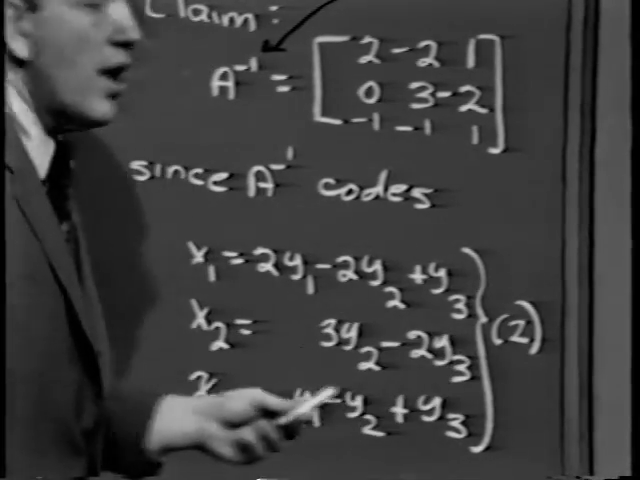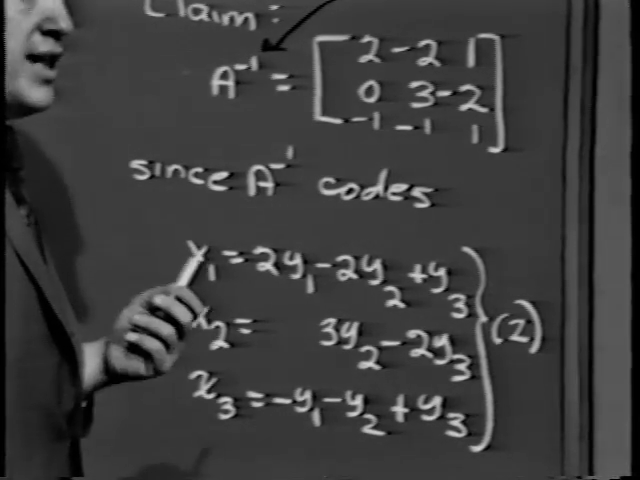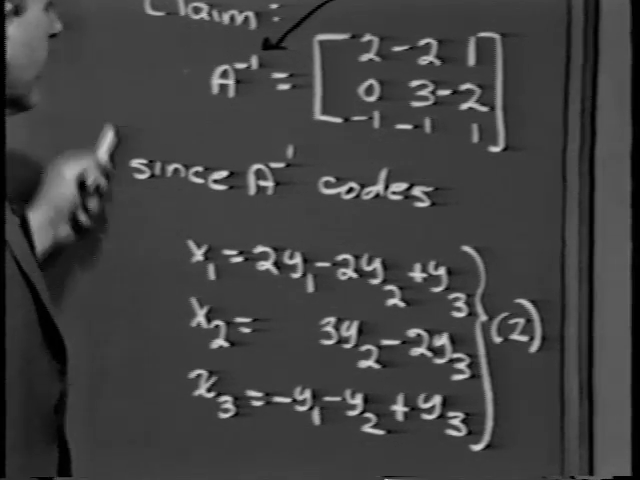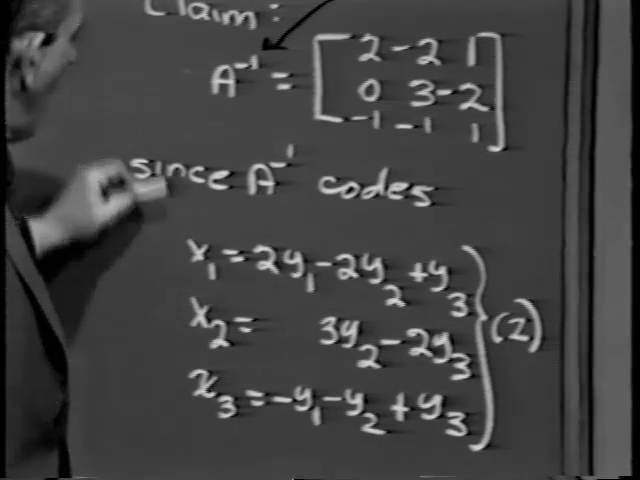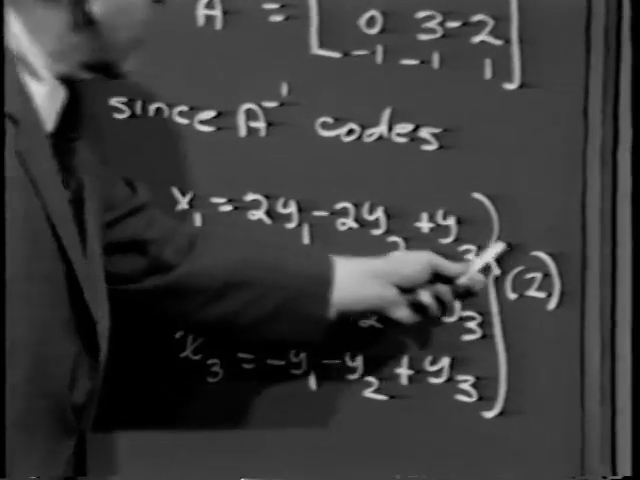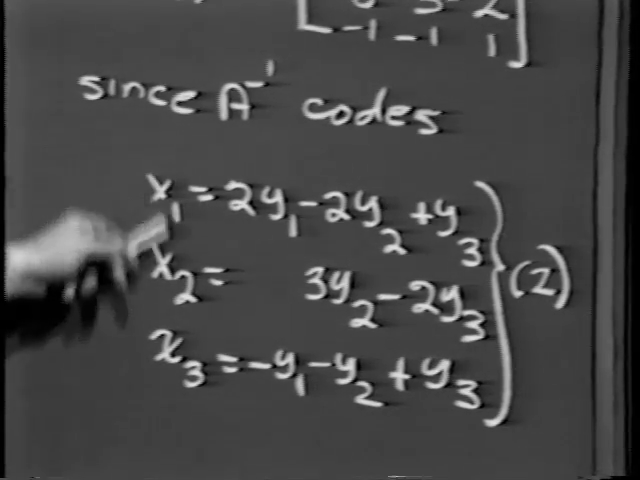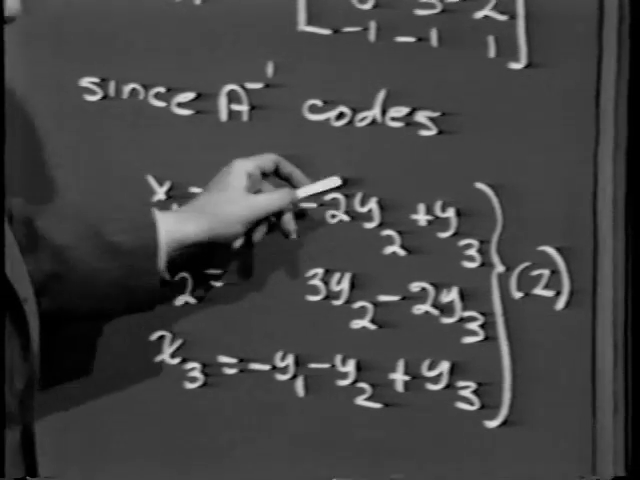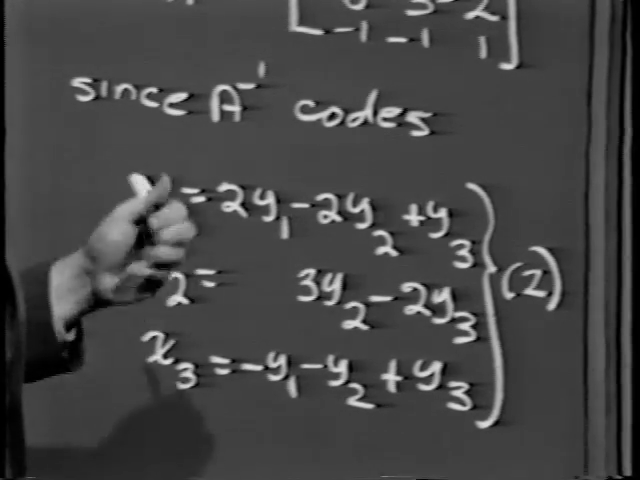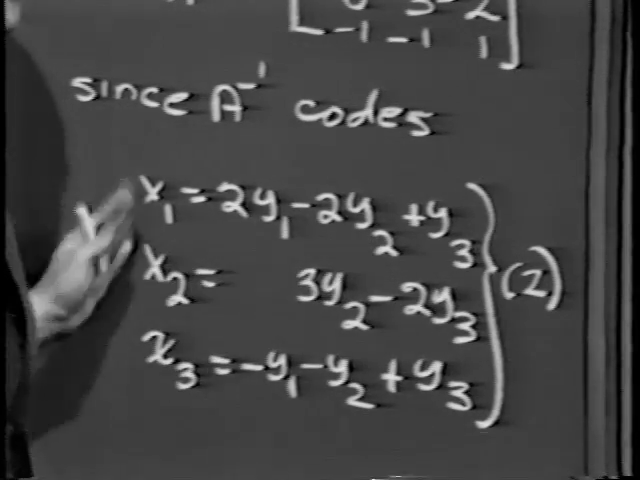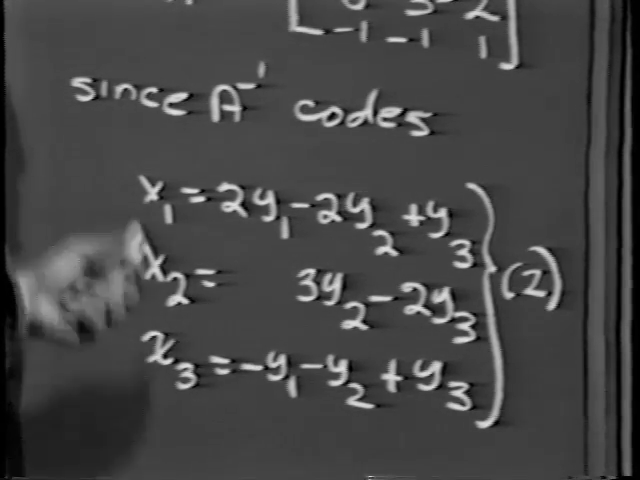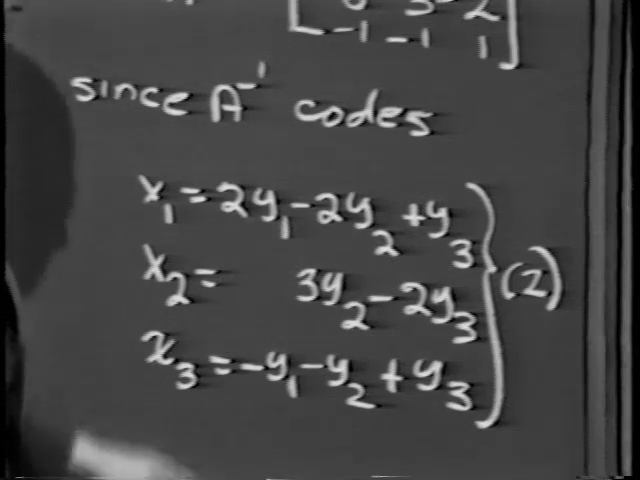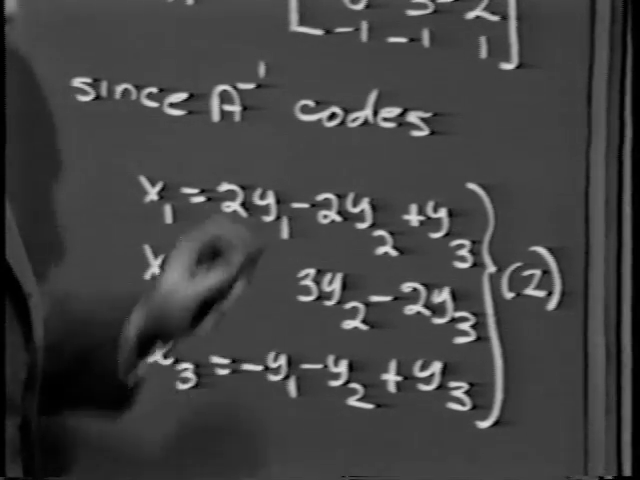How are system 2 and what we call system 1 related? The relationship was that system 1 expressed the y's in terms of the x's. System 2 shows what it would look like if the x's were expressed in terms of the y's. And so what we have done is we've inverted the role of the variables. We started with the y's given in terms of the x's, we now have the x's expressed in terms of the y's.